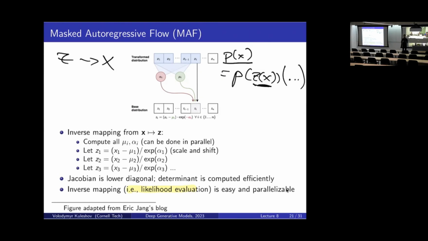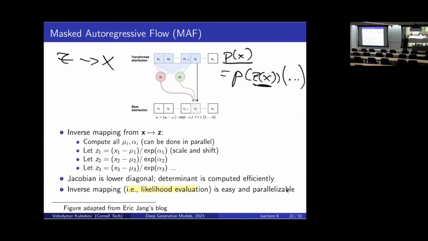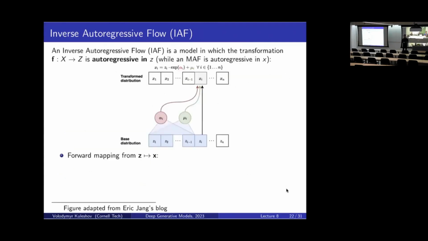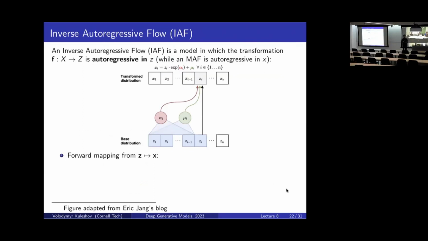Okay, so that's an MAF. It has these two properties. Can we do anything about these two properties? Can we get a more favorable tradeoff? Can we have faster sampling? Well, there's another approach that we could use, which is called an inverse autoregressive flow. And I think the key thing to note to understand an inverse autoregressive flow is that this mapping F, previously in an MAF, was autoregressive in X, and now is going to be autoregressive in Z.